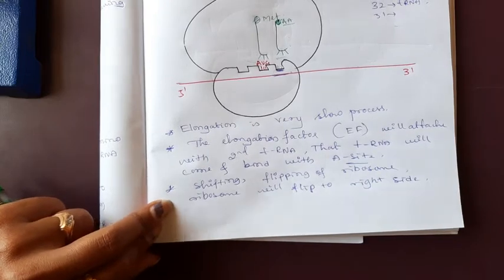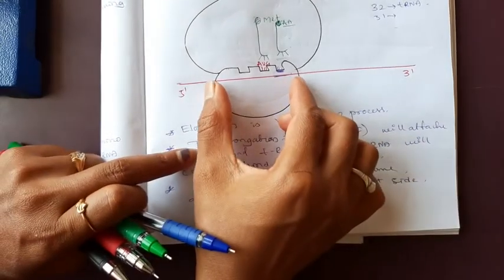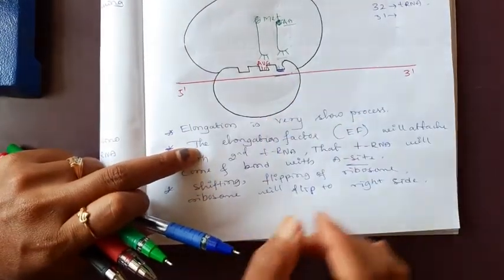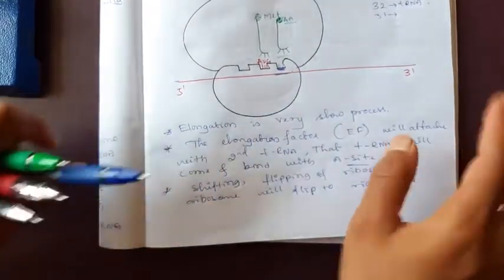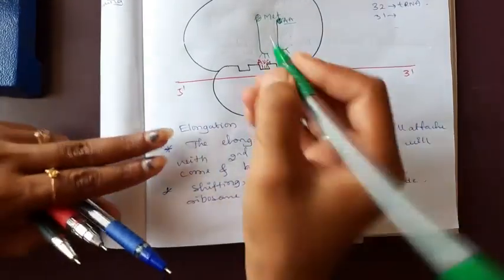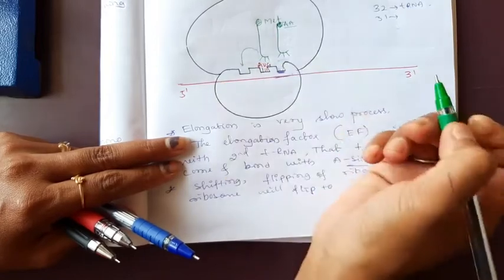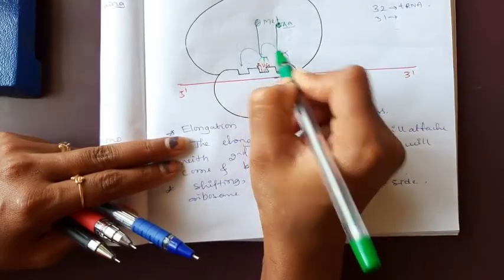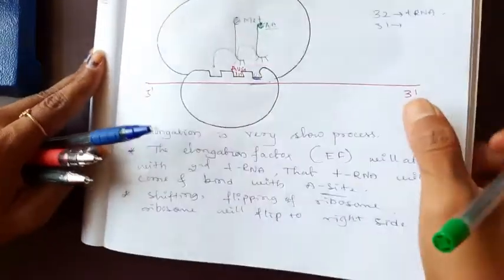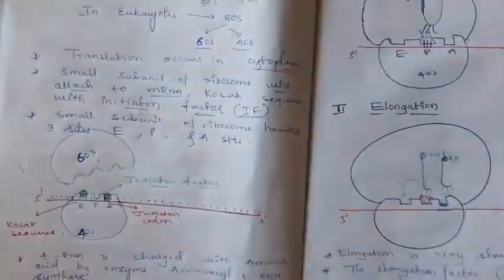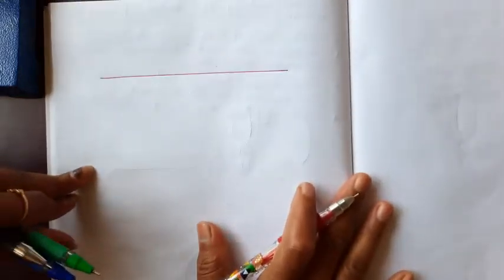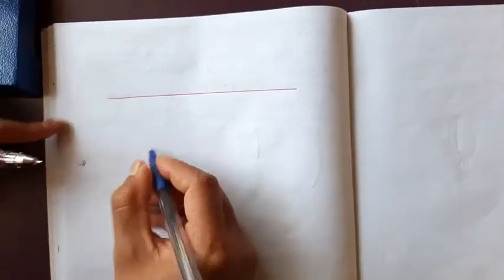Okay, I told you that the ribosome moves on the mRNA. It suddenly changes, in the sense that the first tRNA will come in the place of E, and the second tRNA will come in the place of P. Okay, I will draw another diagram. Before going to draw, I will write one sentence here.